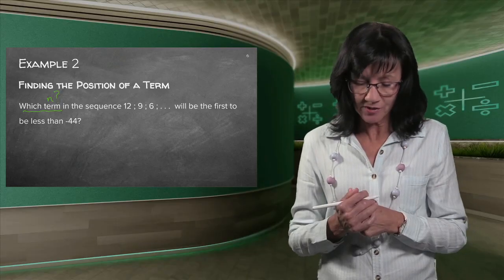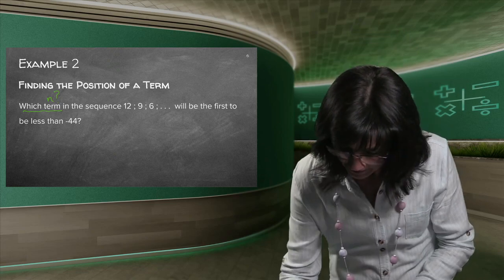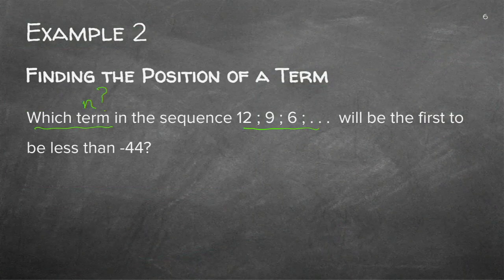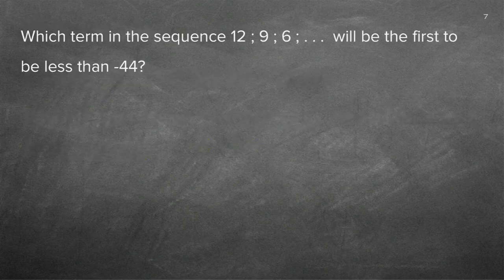They ask you which term, so they're asking you the n, and the sequence will be the first to be less than minus 44. That is how we write less than minus 44. So let's just get an empty page and do it there. Which term in the sequence will be the first to be less than minus 44?